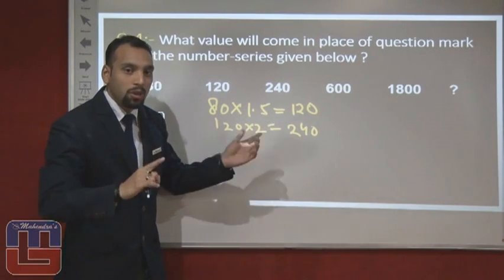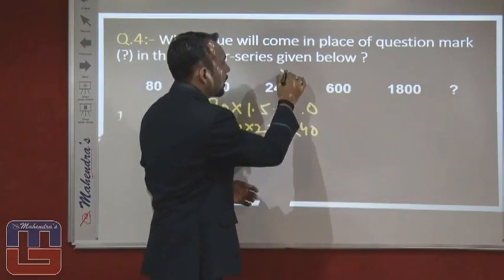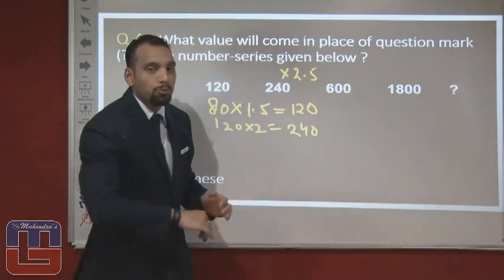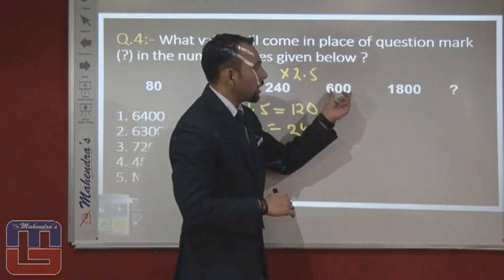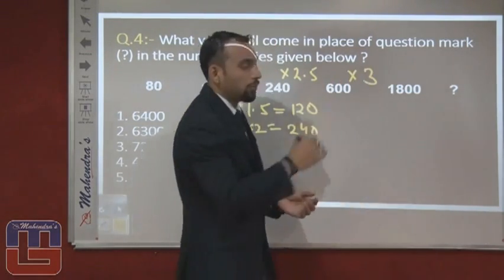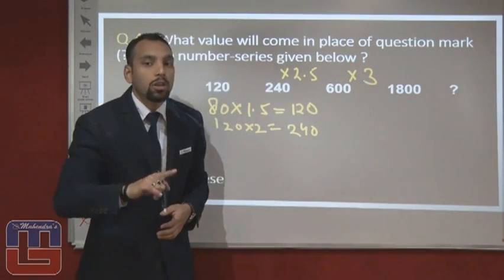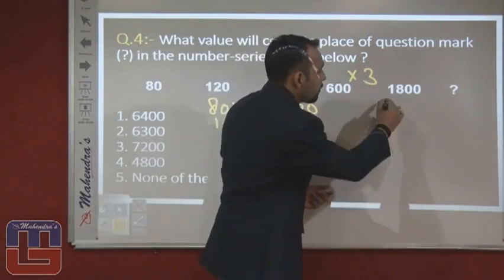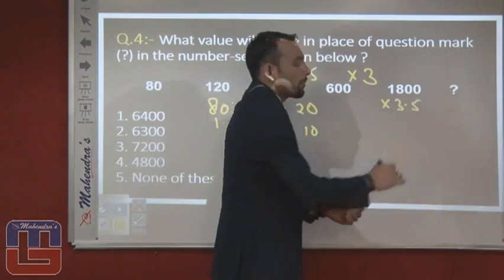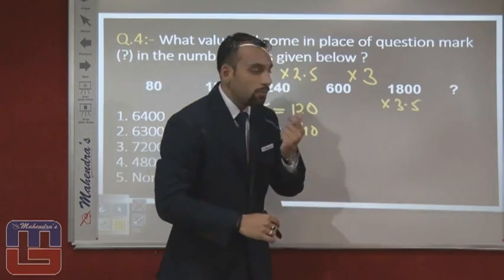So next will be 240 to 600, multiplication of 2.5, then 600 to 1800, multiplication of 3. If you have to find the next one, the logic will be 1800 multiplied by 3.5, which will be equal to 6300.